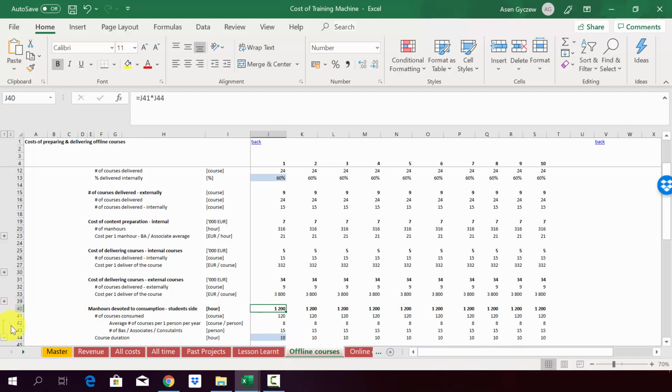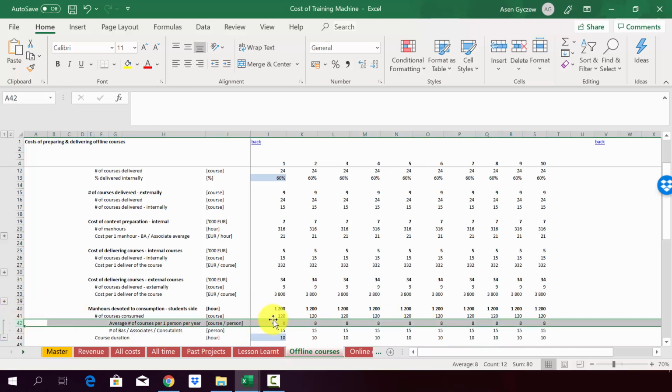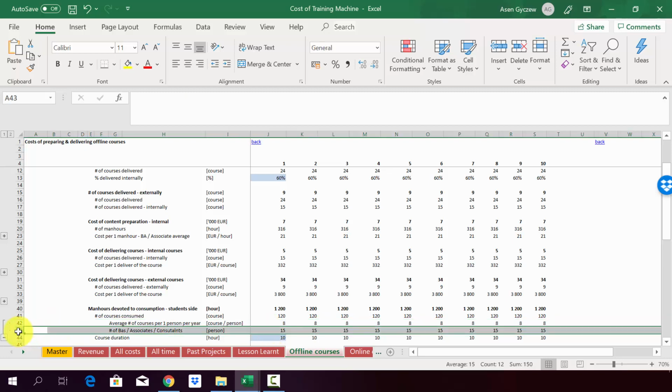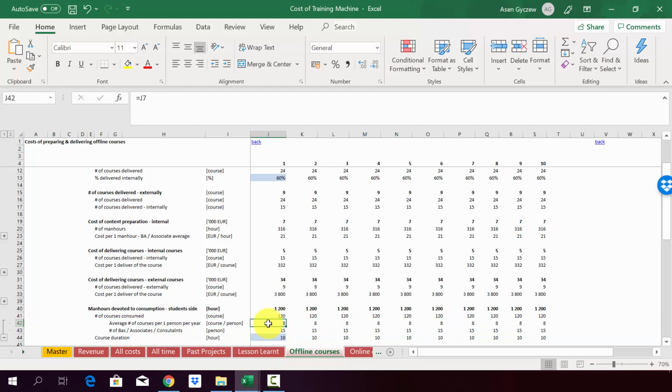The number of courses consumed is calculated by using a previous assumption. So we know that we have 15 people, so we have the number of people, and then we know how many courses they will participate in. So on average, as we said in row 7, they will participate in 8 courses. That's why in total they will consume 120 courses. And those courses, from the perspective of a student, last 10 hours. That's why we get this number.